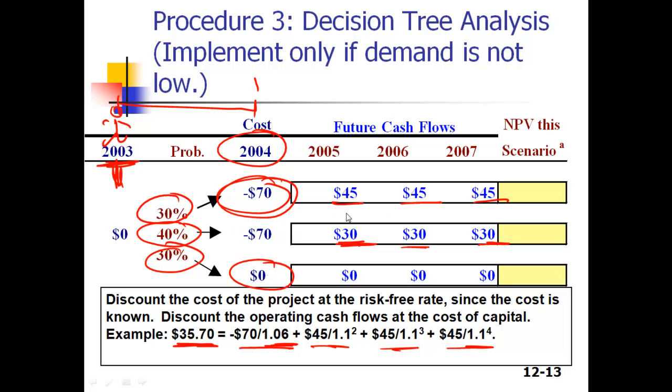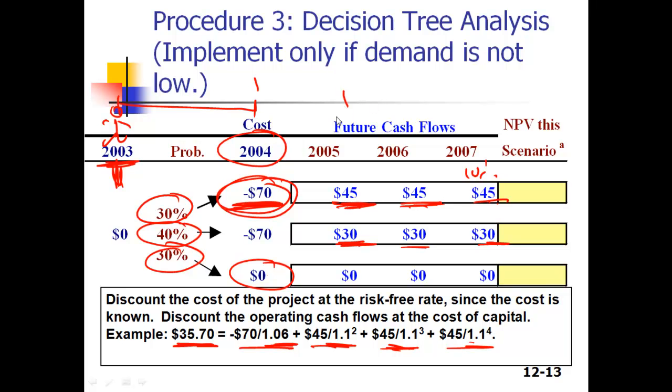Okay, so are you sure about spending the 70 in the high demand situation? You are. What about the remaining cash flows, plus 45, 45, 45? These are uncertain. So these you discount at the riskiness rate associated with this project, which is 10%. So these cash flows are discounted at 10% as shown over here. But the 70 investment is discounted at a risk-free rate.